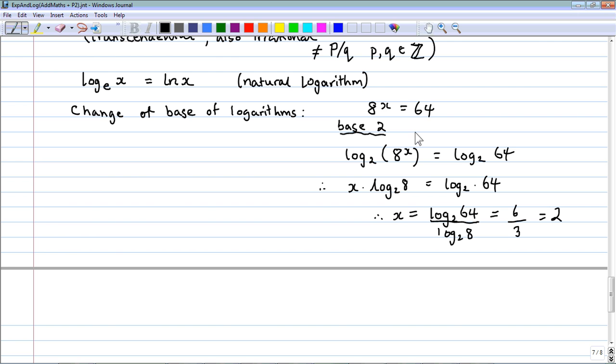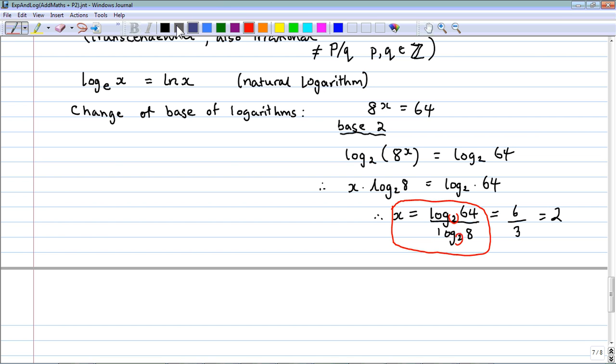So why did I show you that? Because if you look carefully at this equation here, what is it really saying? It's saying that if I want to find the number to which I must raise 8 to get 64, I can do so by dividing the ratio of two logarithms of the same base. Notice they have the same base here, 2.